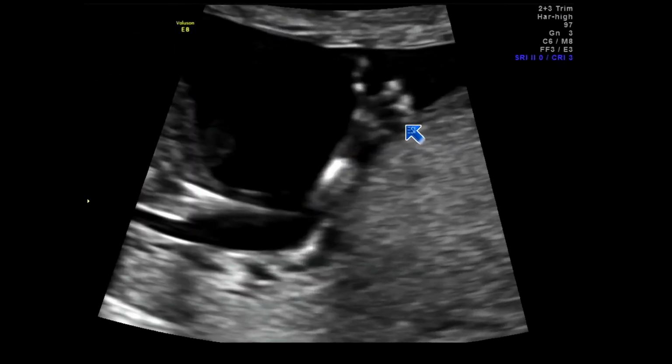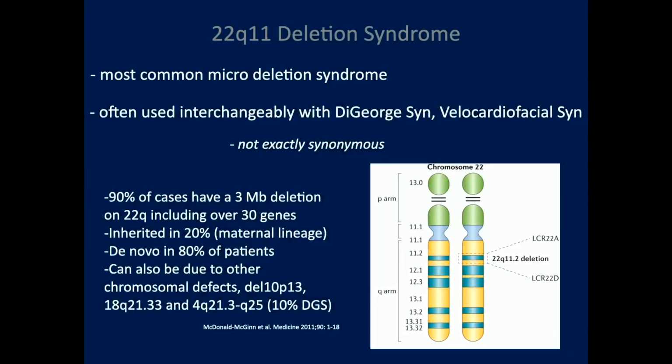So we're just going to go through these quickly. Here's my little triphalangeal thumb. And we're going to finish it up with 22q syndrome, just because this has been mentioned quite a bit.